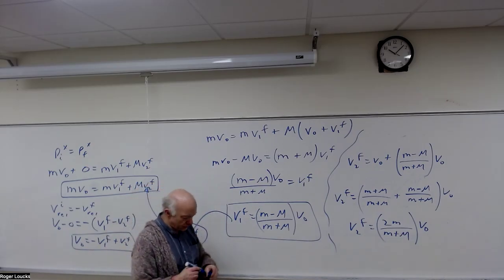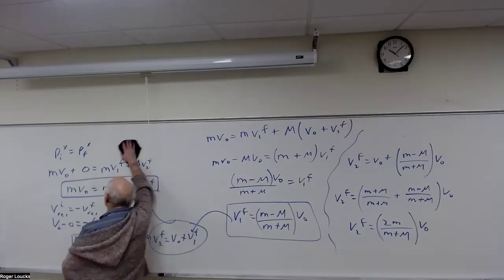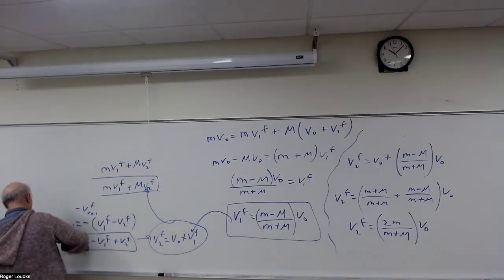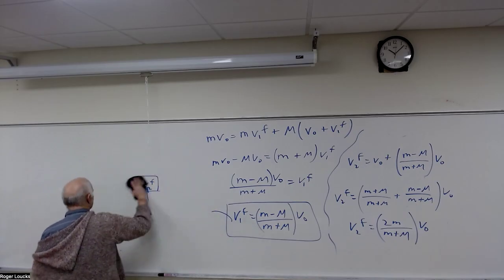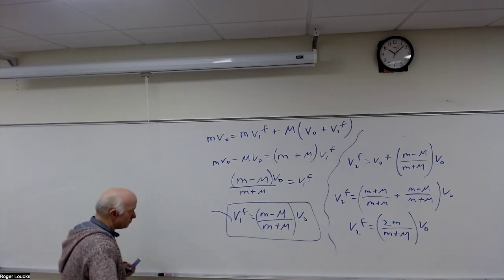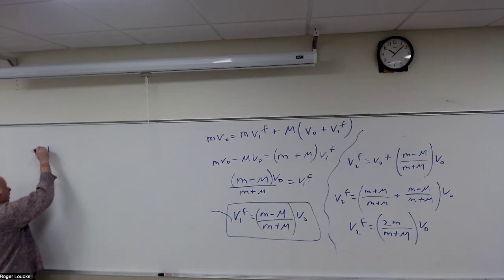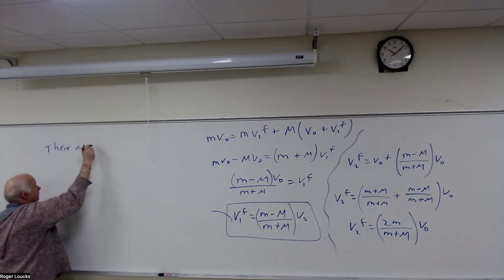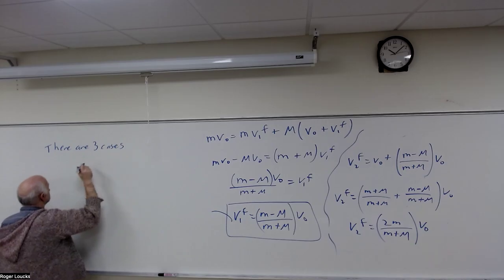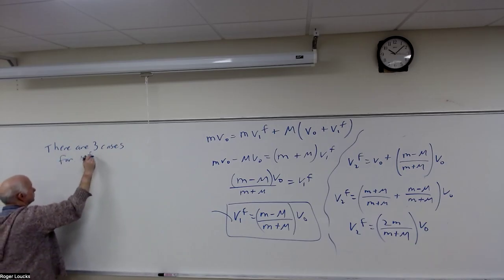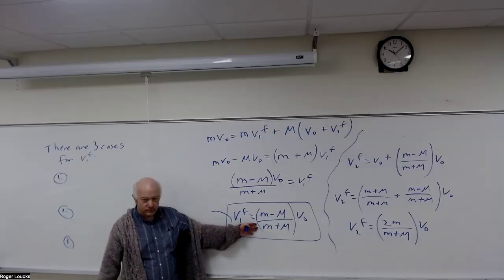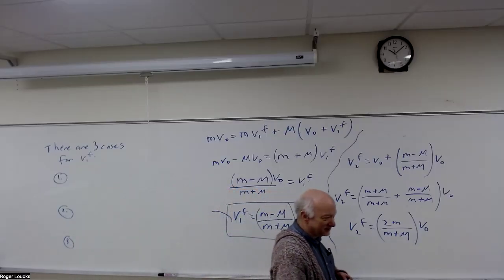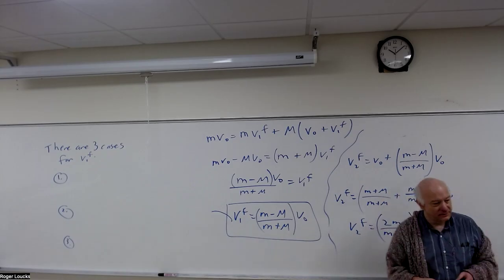The important thing is this guy here. Let's look at the result. There are 3 cases for V1 final. You look at this equation here. What are the 3 cases? It has to do with the masses.